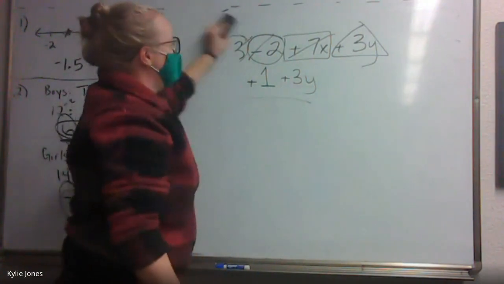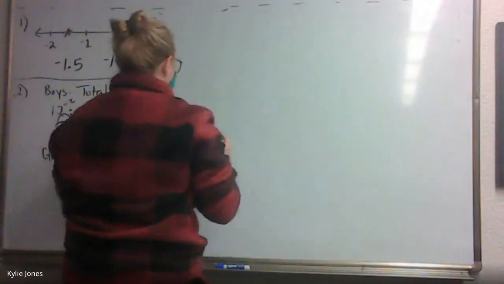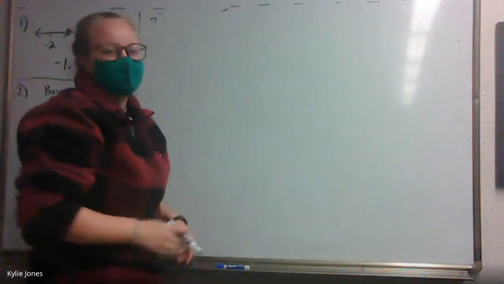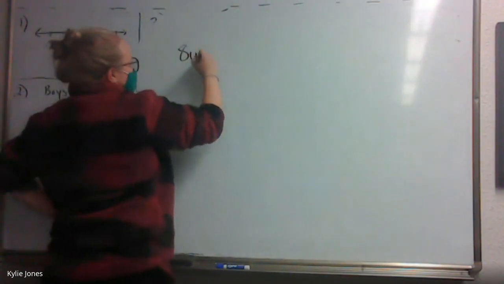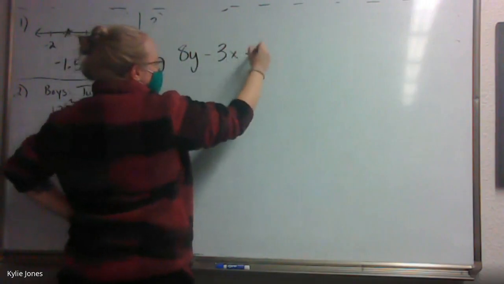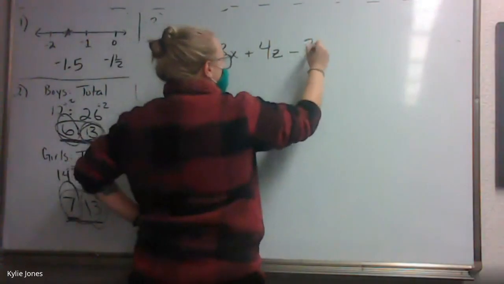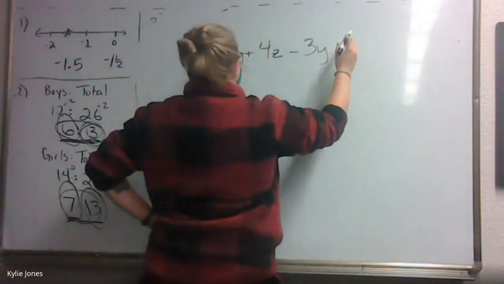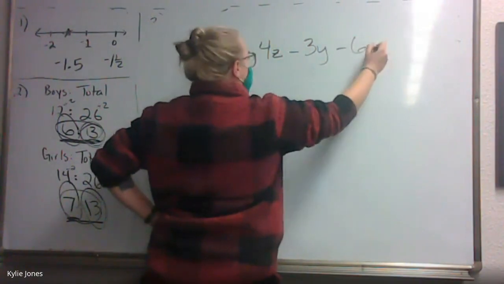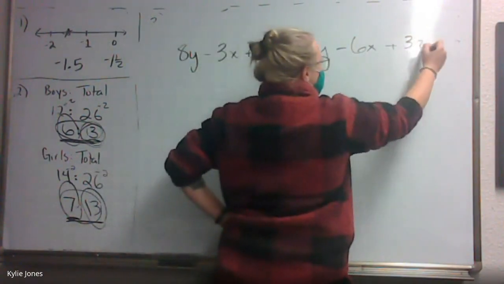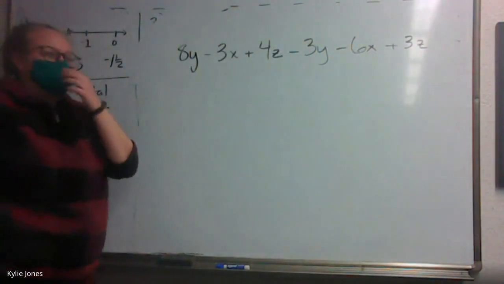Let's do one more with lots of variables in it. You're not going to see more than 3 variables usually anyway, so let's do 8y minus 3x plus 4z minus 3y minus 6x plus 3z. Lots of things there, right? This is a long one, right?